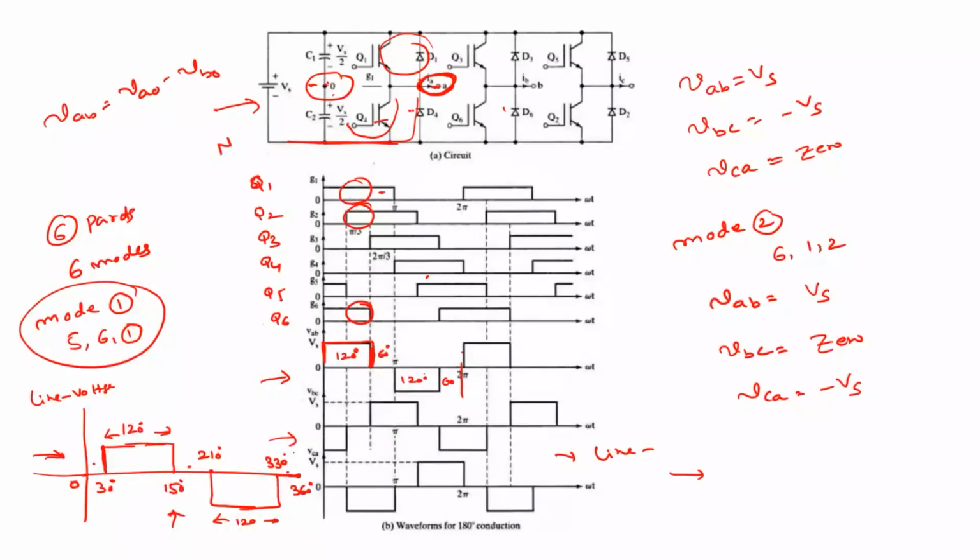In the previous class, we obtained the line voltage waveform for the 180-degree mode of operation. It's a quasi-square waveform, and the width of each pulse is 120 degrees. So let us decompose this waveform into its Fourier components.